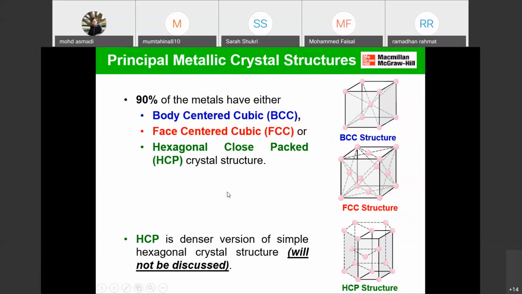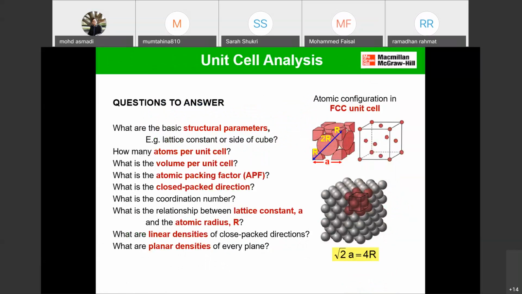Unit cell analysis. The questions that we have to answer are: what is the basic structural parameter, the lattice constant or side of the cube? How many atoms are packed per unit cell? What is the volume per unit cell? What is the atomic packing factor, and what is its definition? What is the close pack direction? What is the coordination number, and how does it differ between body centered cubic, face centered cubic, and simple cubic unit cells? What is the relationship between lattice constant a and radius?